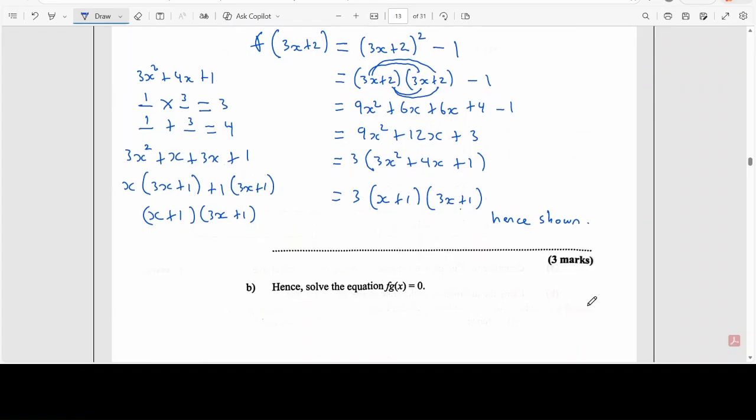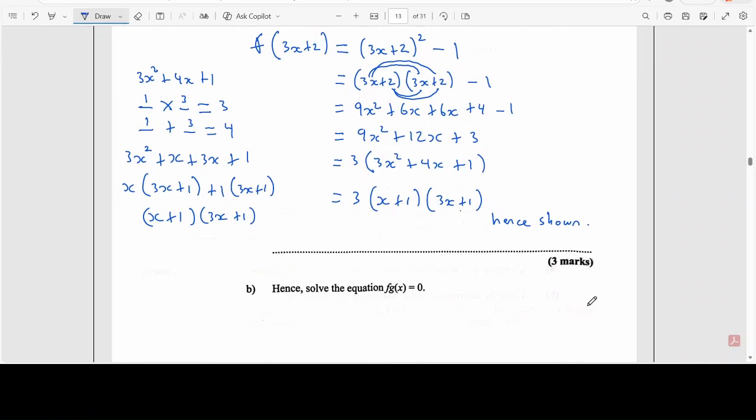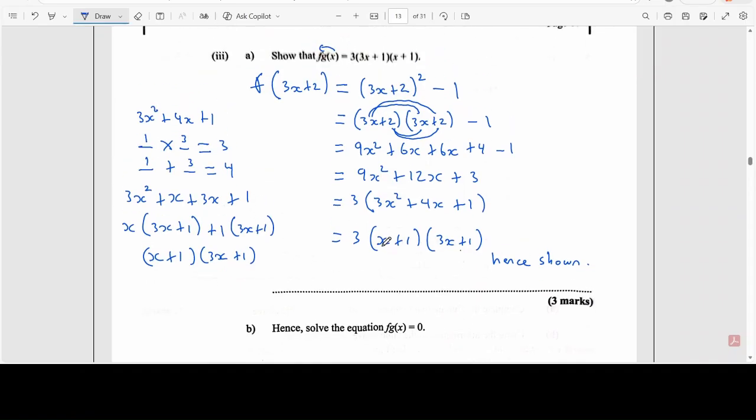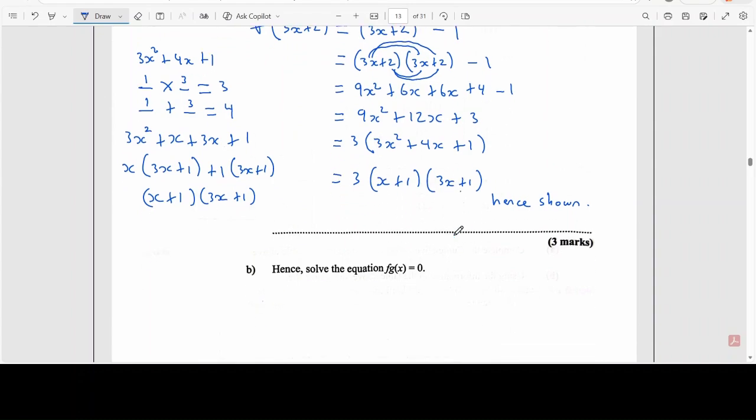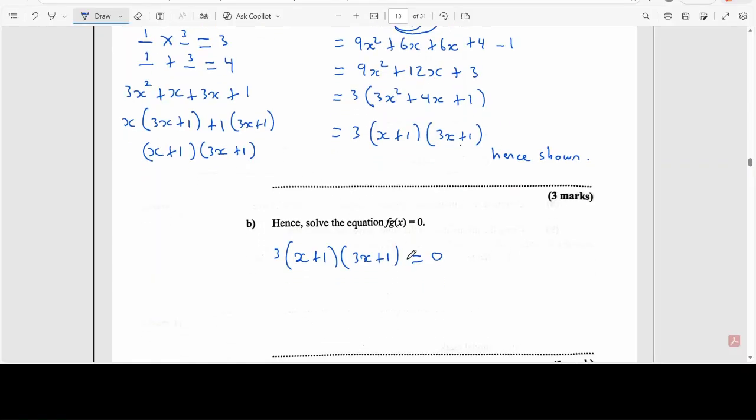And then the last part, hence solve f of g of x equal to 0. So to solve our equation, f of g of x is this equation here. So you put it equal to 0. So you put 3 open bracket x plus 1, 3x plus 1 equal to 0. So once you have terms equal to 0, what will we say now? We will say x plus 1 is equal to 0, or 3x plus 1 equal to 0. You put each factor term equal to 0.